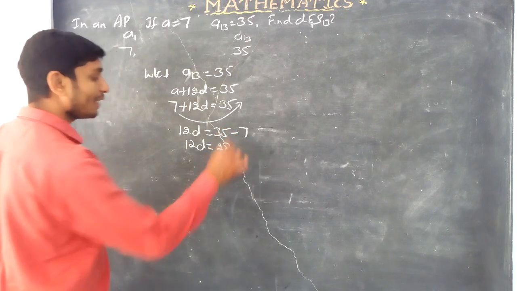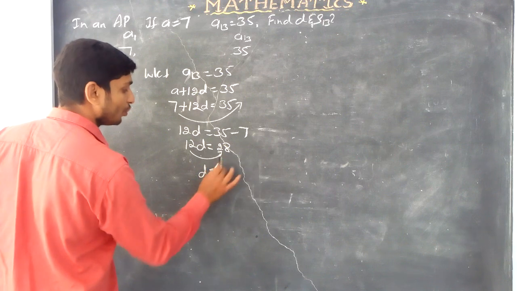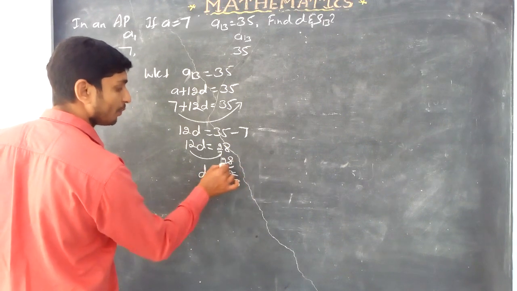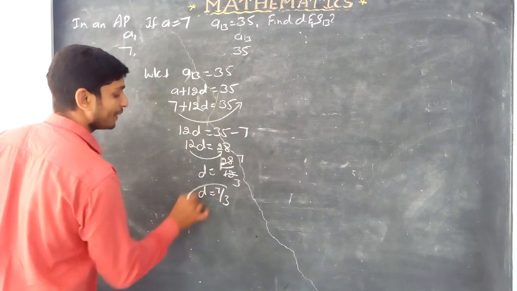You will get 28. Now transfer this 5 to that side. That is D is equal to 28 divided by 12. Yes, 4 3s are 12, 4 7s are 28. That's why D is equal to 7 by 3 is the answer.